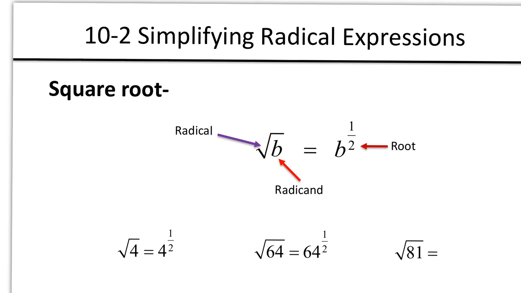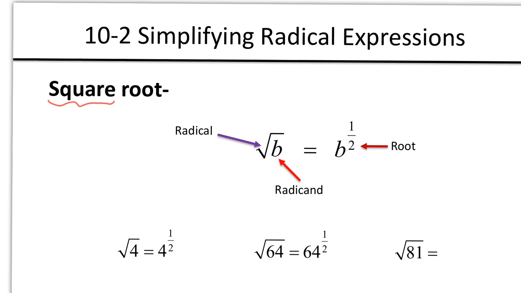Now, why do we say square root? The word square means you are going to multiply a number 2 times, and it will give you the value of the radicand, the number inside of the radical. So I'm just going to underline the word squared here so you guys remember. This means you multiply a number by itself 2 times to get the radicand.